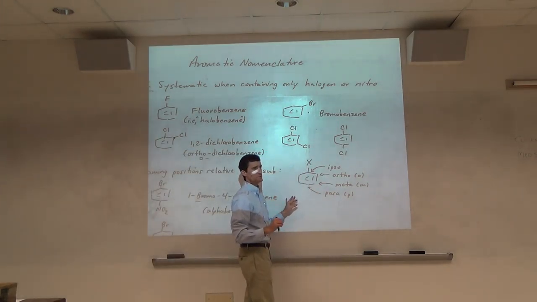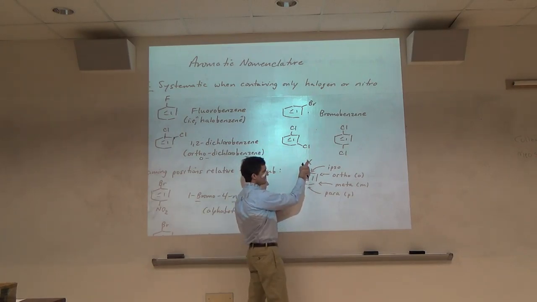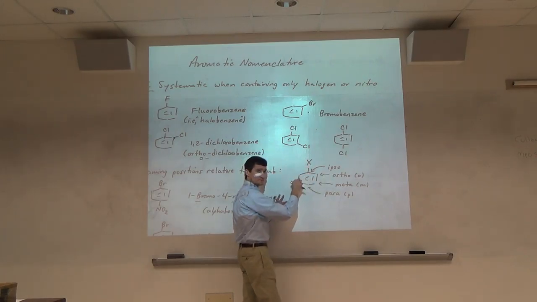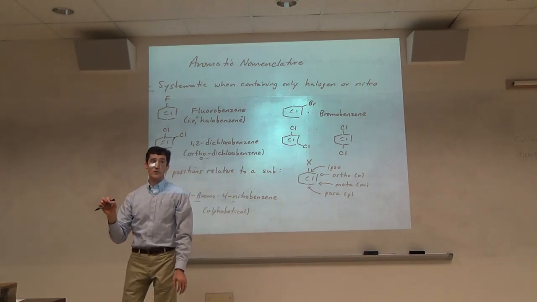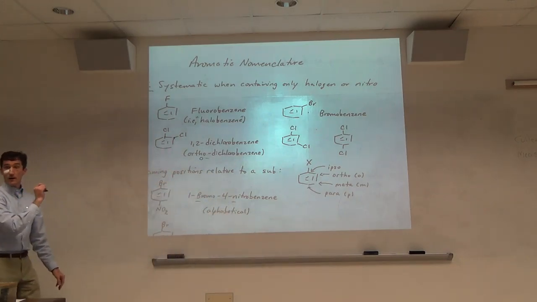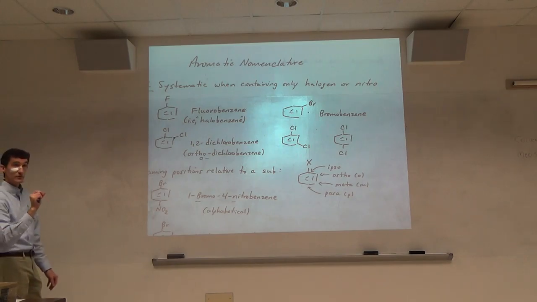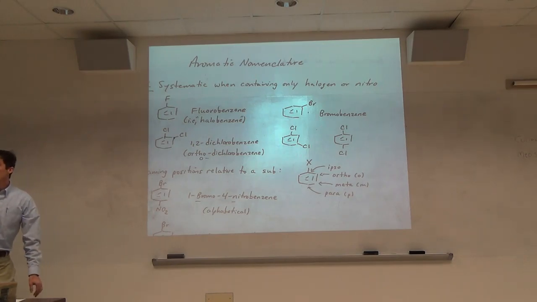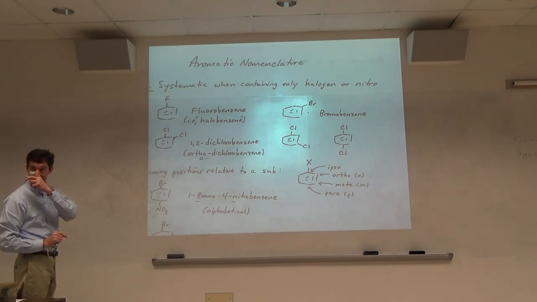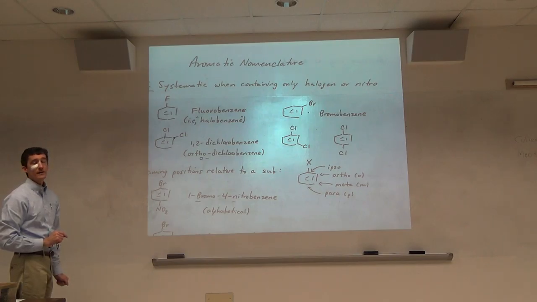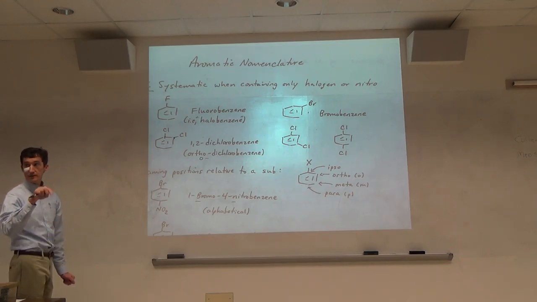What you won't see in a textbook for some reason is that the carbon that a group is on is called the ipso carbon. That terminology is used in the NMR calculation sheet. That's the carbon that the group is on. So if there were two chlorines with an X, would it just be ipso, or is it only if one is there? Well, you can't have two there.